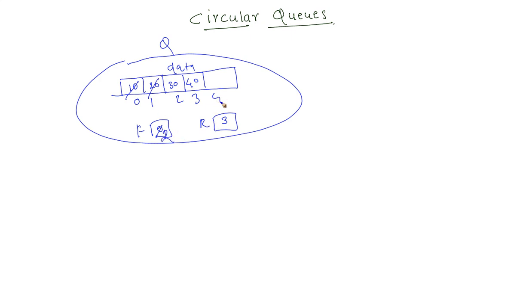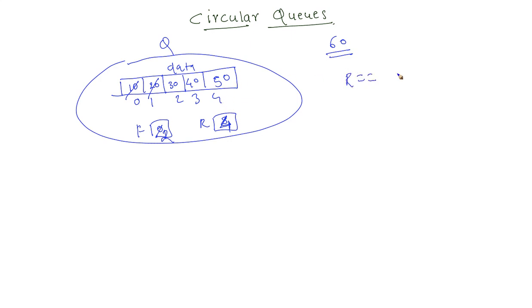Right. Now let's say I perform two NQ operations, NQ 50, 60. So R will increment, R becomes 4, 50, right? Now, I want to NQ 60. What is the procedure? See what is R. R is equal to 4, and last location is also equal to 4, right? So when R is storing the index, the array's last index, that is 4, we conclude that this queue is full.